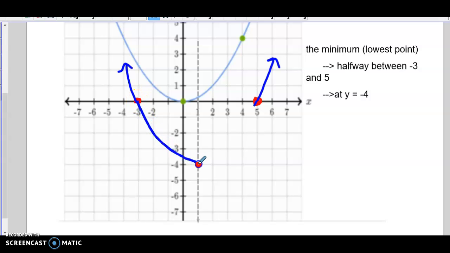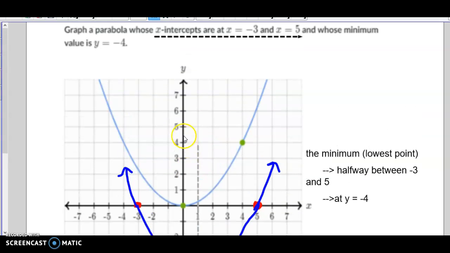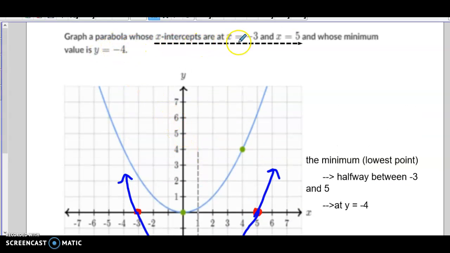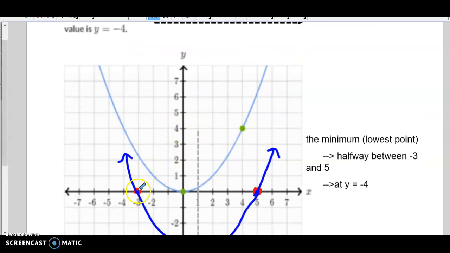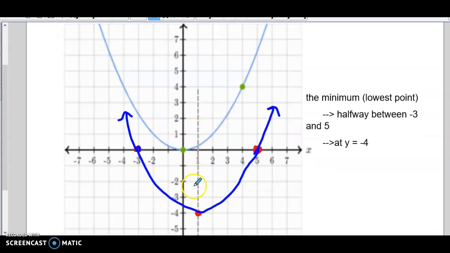So I can see a lot of you probably conceptualized that, but it was hard to move the arrows to the way they needed to be to make that happen. Okay, so let's just review this problem. Graph a parabola whose x-intercepts are -3 and -5, right? And the minimum value, meaning the y value, is -4.